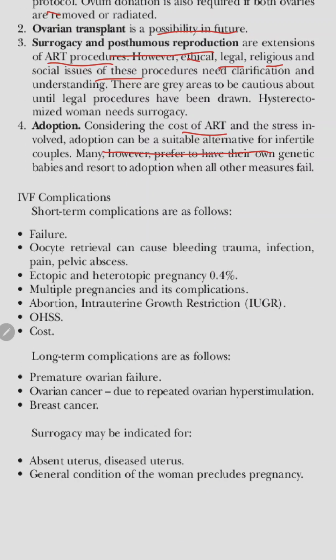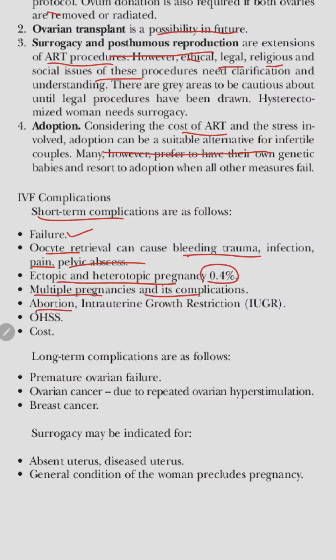Complications of IVF. Short term complications include failure. Oocyte retrieval can cause bleeding, trauma, infection, pain, pelvic abscess. Ectopic or heterotopic pregnancy, 0.4% chance. Multiple pregnancy and its complications, abortion, IUGR, OHSS, and the cost. Long term complications are premature ovarian failure, ovarian cancer due to repeated ovarian hyperstimulation, and breast cancer.